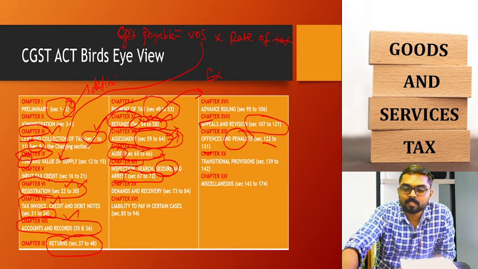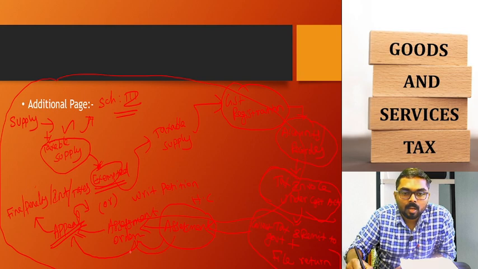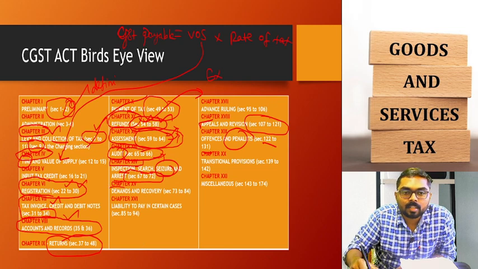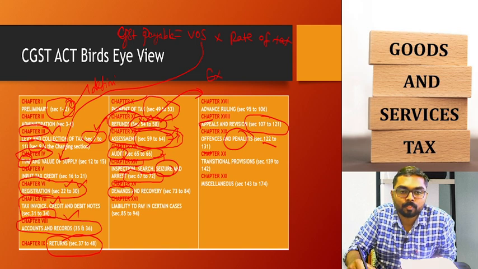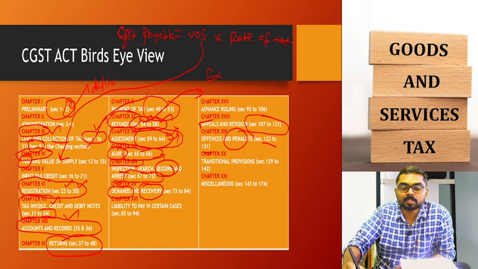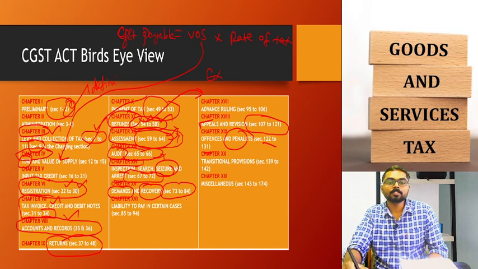Once assessment is done, the proper officer passes an assessment order. In the assessment order, he demands payment of a certain amount of tax, but if the registered person fails to pay the tax, he can always initiate recovery. Those proceedings and provisions are contained in section 73 to 84 of the CGST Act.